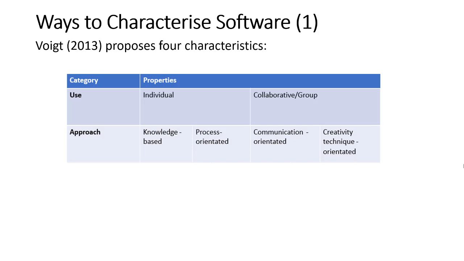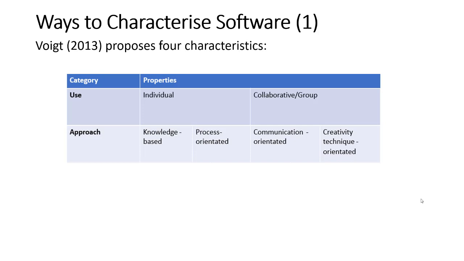For example, if we consider creativity technique orientated, perhaps the software is designed to suggest or guide the user through one or multiple creativity enhancing techniques. So these may include things like brainstorming or things such as Six Thinking Hats or Random Word by Edward de Bono, or also other techniques such as those that come under the TRIZ family of problem-solving techniques.